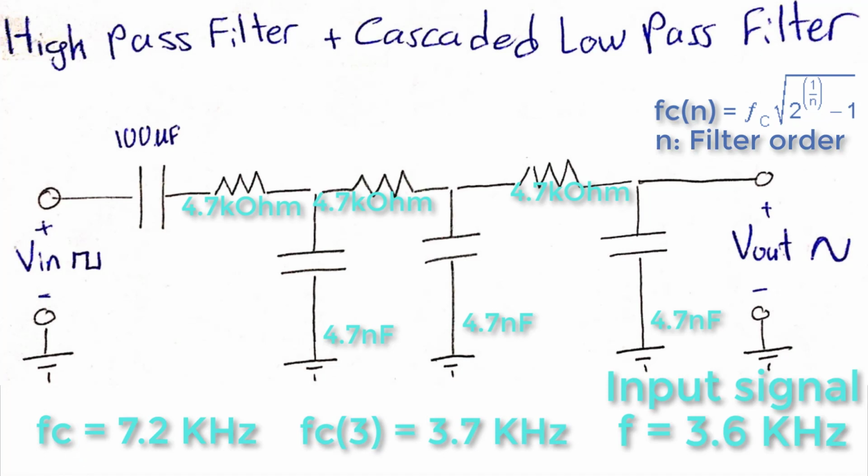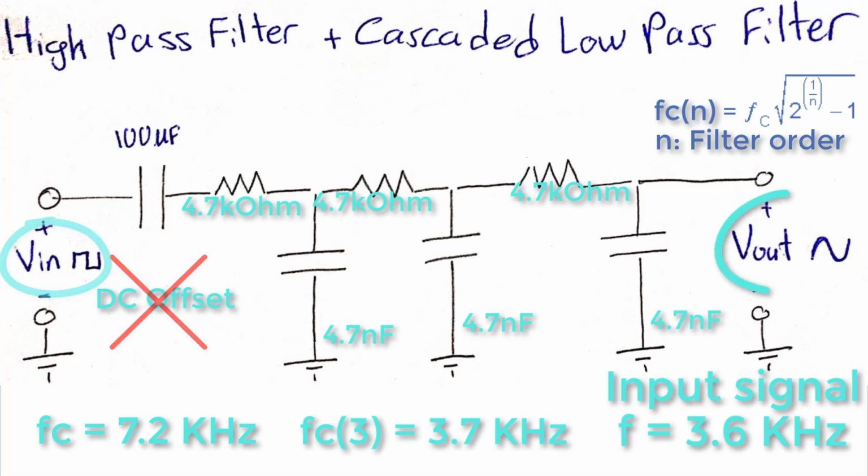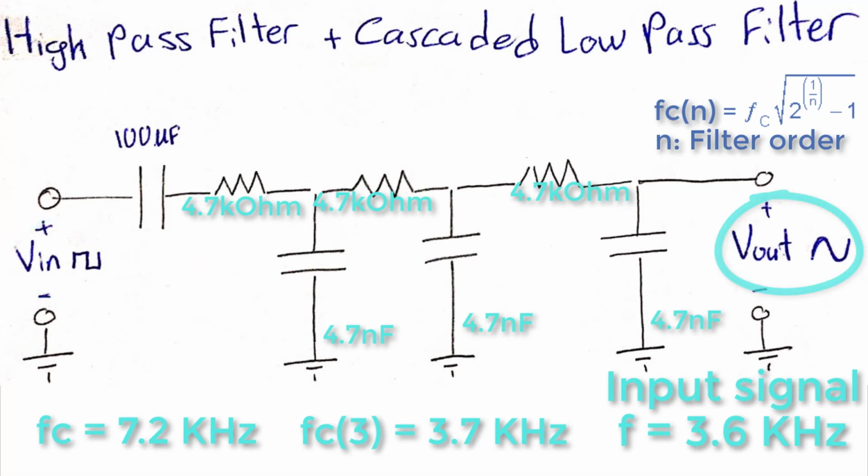The whole function of this bandpass filter is that it removes the DC offset from the input square wave signal and converts it to a sine wave. As a quick note, this is not the perfect way of cascading filters, and I've done it this way only for demonstration purposes.